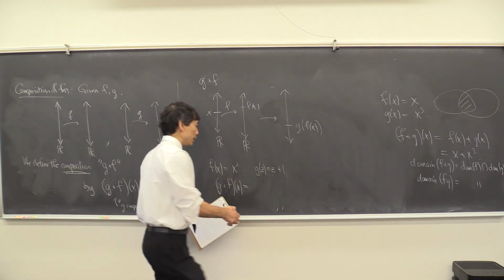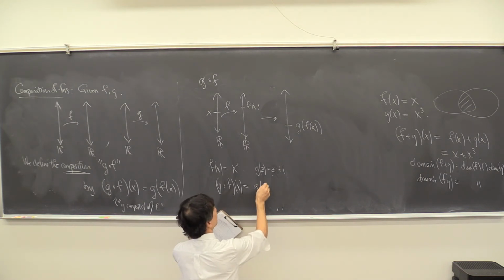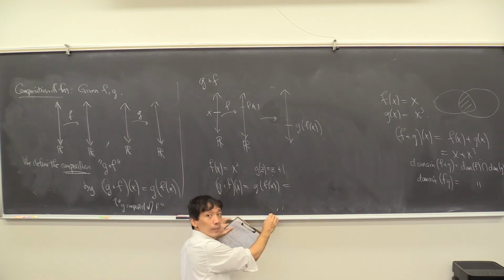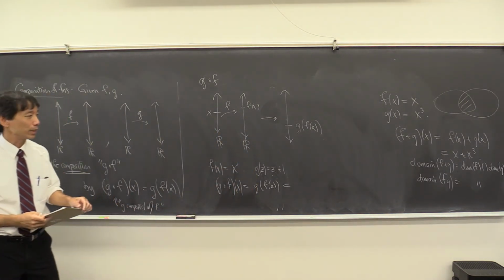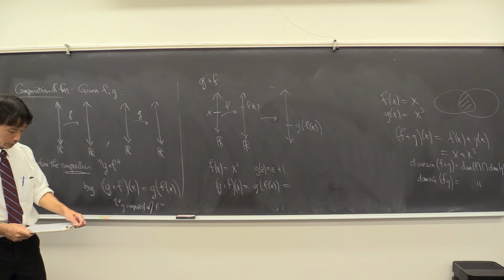Okay. So what do we get out here? Anybody want to tell me? This is going to be g of f of x. Well, what is that? Write something down. Take 5 seconds, write something down. Okay, talk to a neighbor.